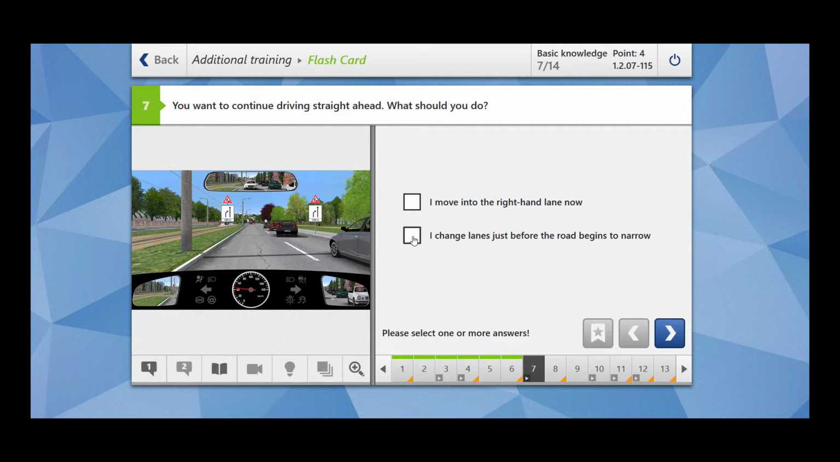This is correct because you can see over here that there is still 100 meters. Still a 100-meter distance you can cover driving straight ahead. So you should wait. Once you are at this point where it's not possible for you to drive straight ahead, only then you should merge. By doing so, you are not going to cause any danger to other traffic.